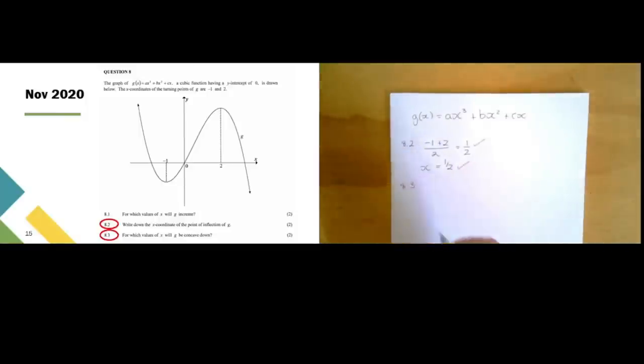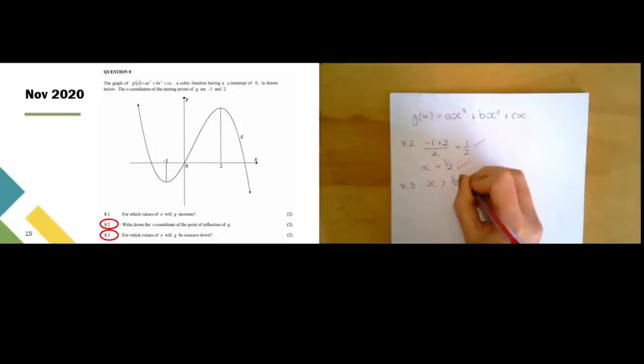Question 8.3. For which values of x will the g graph be concave down? I now know my point of inflection is a half. I can look at my graph, and that would be all the x values greater than a half, because this graph is concave down on the right. That's our concave down section. So it's all the x values greater than a half. Remember, not equal to. Two marks.